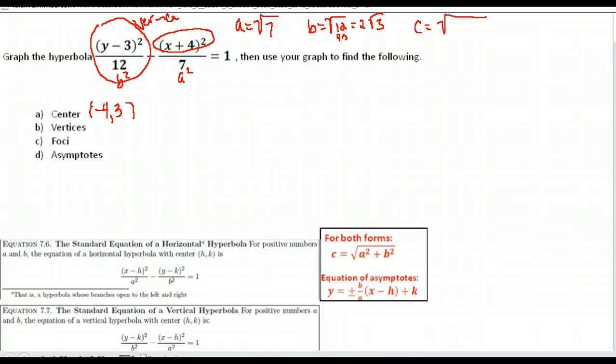C is the square root of a squared plus b squared. So our a squared and b squared were 12 and 7. If I add those, I get the square root of 19 for C.